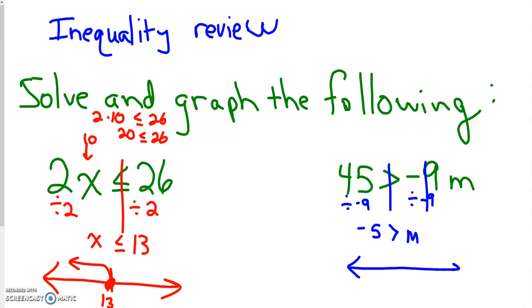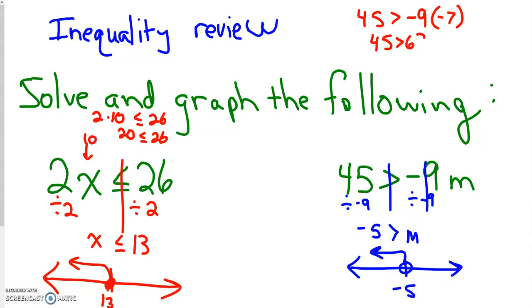So if I graph this, I need negative 5, an open dot, m is on the small side, so I need something down here. Let's substitute negative 7. So the original problem said 45 is greater than negative 9 times m, and I said let's try negative 7. 45 is greater than negative 9 times negative 7. That's 63. 45 is not greater than 63. That means we've got an error somewhere.